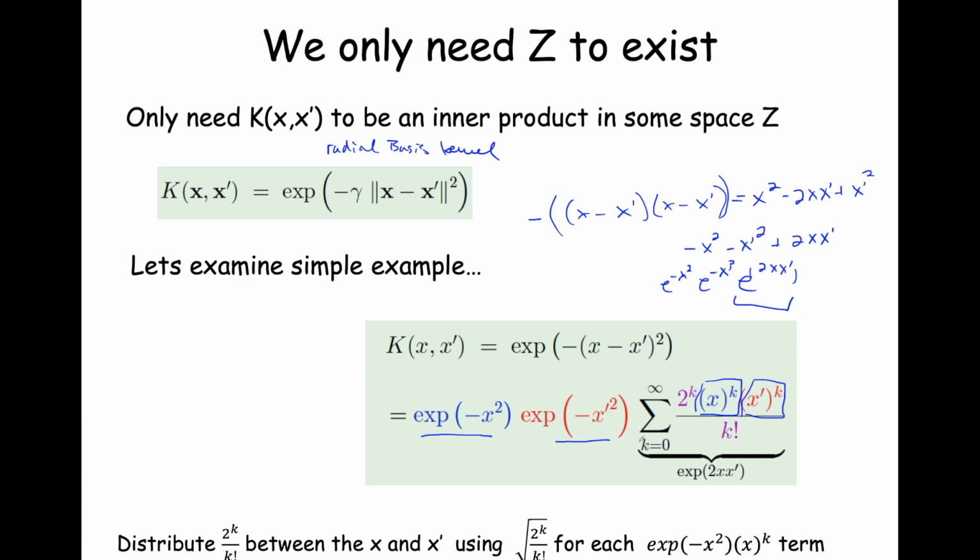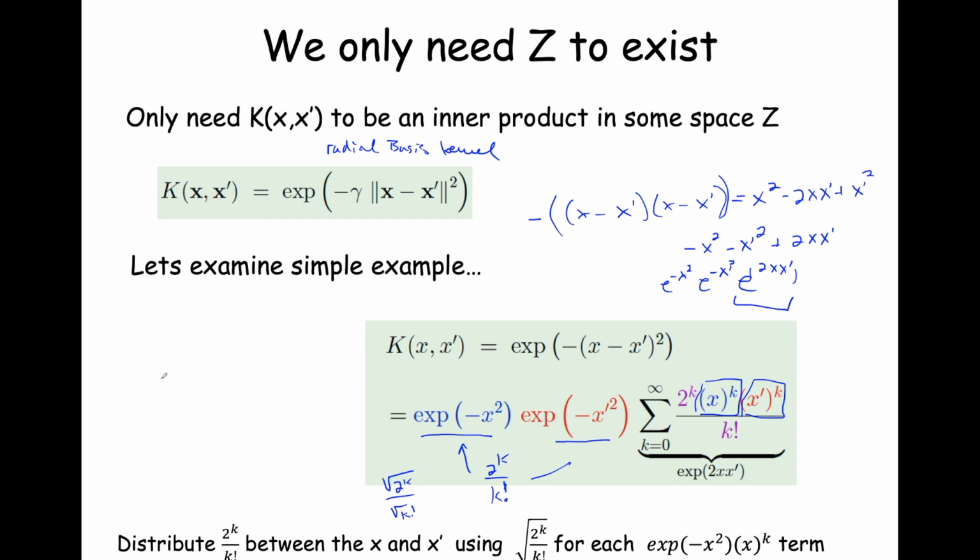Now we have this pesky 2 to the k over k factorial. What we can do with that is distribute it between the x variables and the x prime variables. How do we do that? We just write radical 2 to the k over radical k factorial. Okay, so now if we group that together, what do we get?